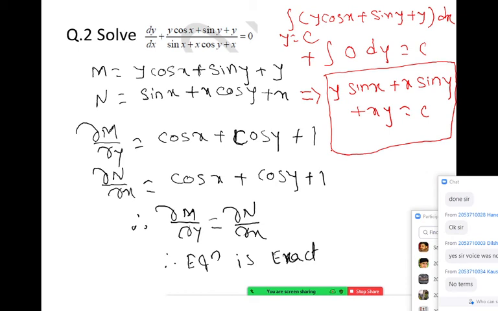Any doubt, anyone? No, sir, no doubt. So can we move to the last question then? Last question for today. One more numerical on this exact differential equation. Yes, sir. Okay.